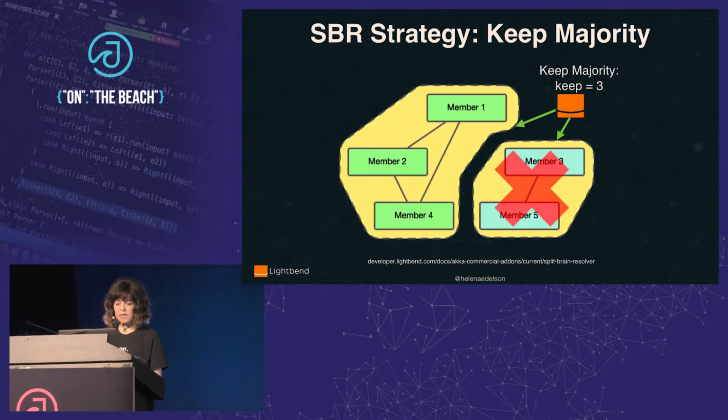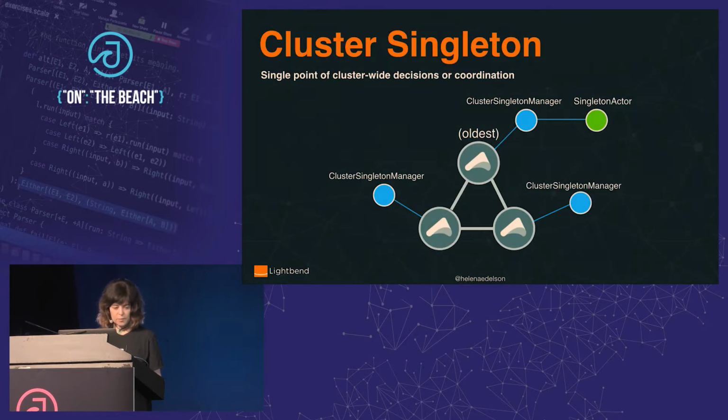So I just wanted to give a quick example of one of them, because there's not much time. Keep majority is basically where you designate, if you have a 5-node cluster here, that we want to keep the majority, so that's going to be the one that isn't downed, basically. It's all very configurable, pretty easily configurable. And the cluster singleton is the next one I wanted to talk about.